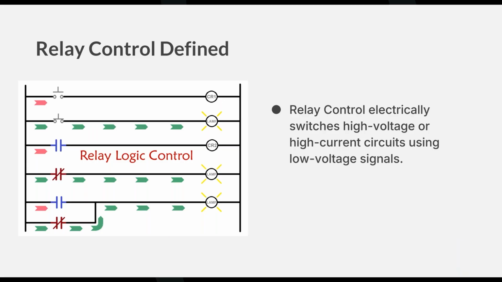And then the last is relay. Relay control electrically switches high voltage or high current circuits using low voltage signals. So an example of this would be activating motorized shades, powering on amplifiers, or toggling light circuits.